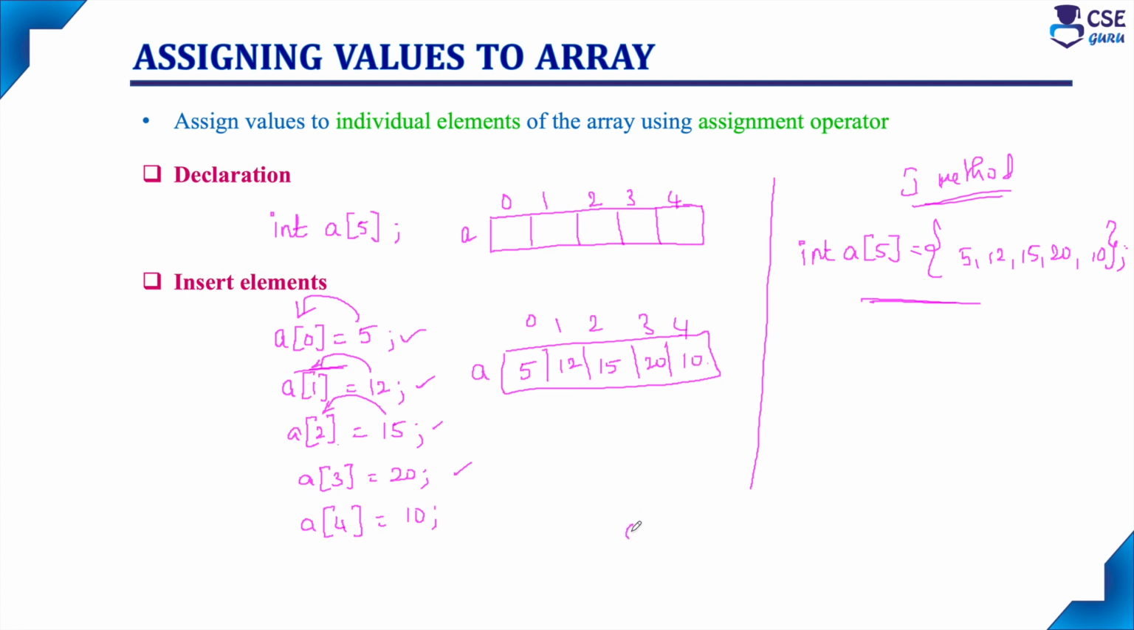If you do it like this, that is int a of 5, this is the declaration. And then if you write a of 5 equal to, within curly brackets, the values 5, 12, 15, 20 and 10, this will actually create an error. This is a wrong statement. This is the only right method. We can assign only individual elements to the array.